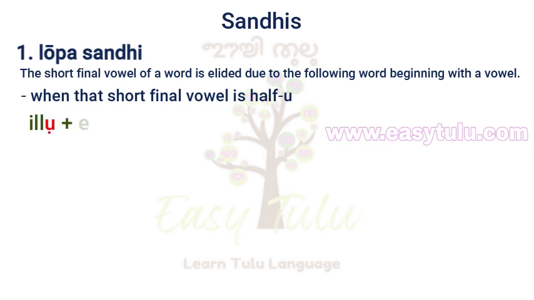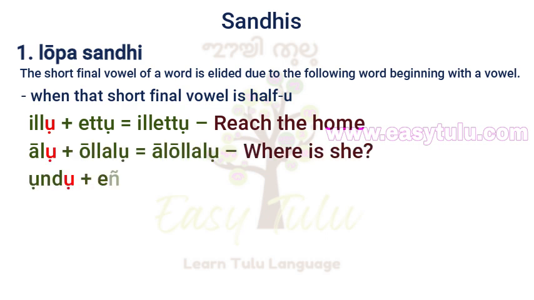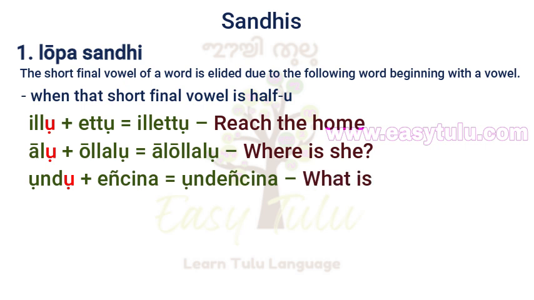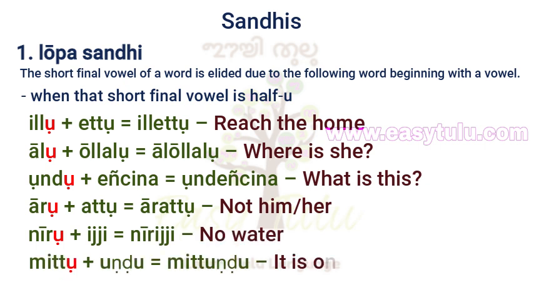Examples: illu plus ettu, illettu. Reach the home, illettu. Alu plus olalu, alolalu. Where is she? Alolalu. Undu plus enchina, undenchina. What is this? Undenchina. Aru plus attu, arattu. Not him or not her. Arattu.